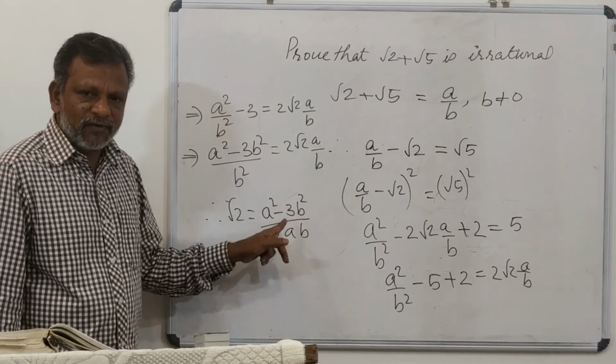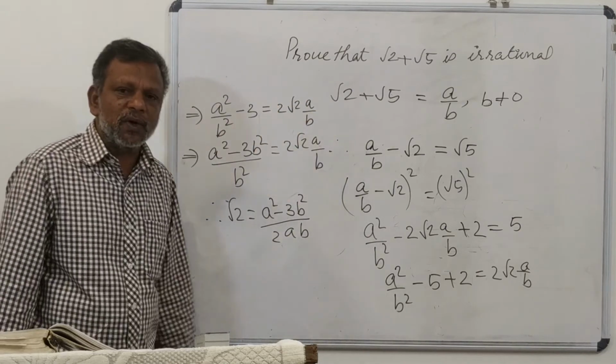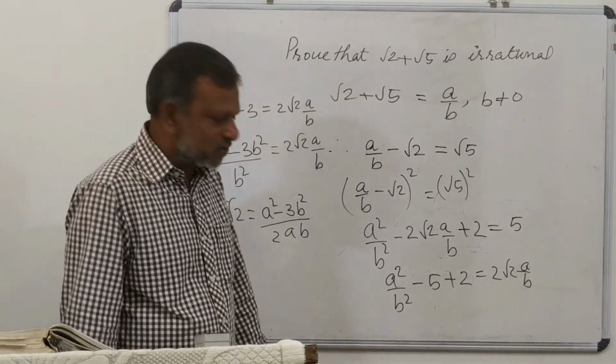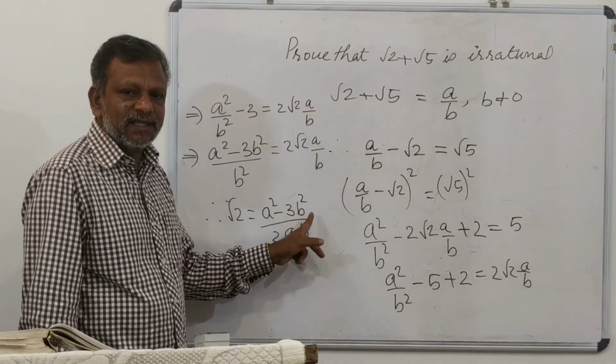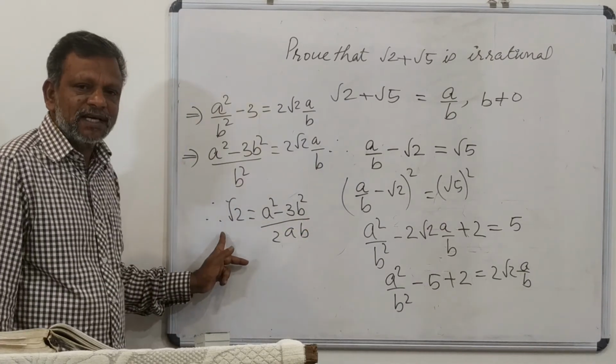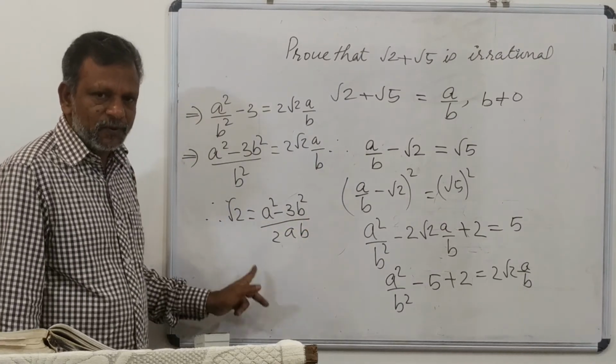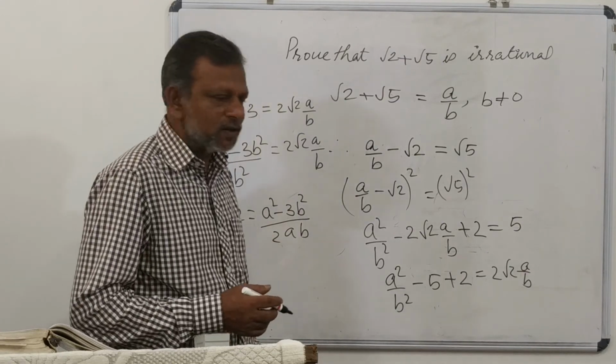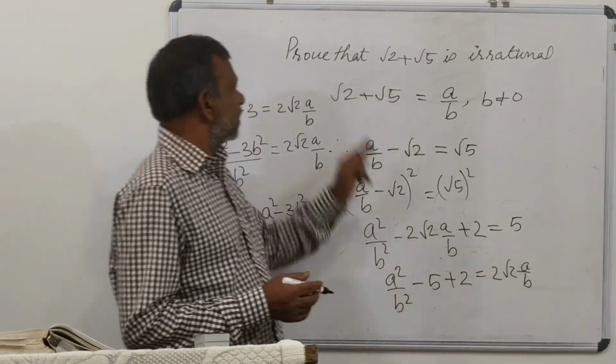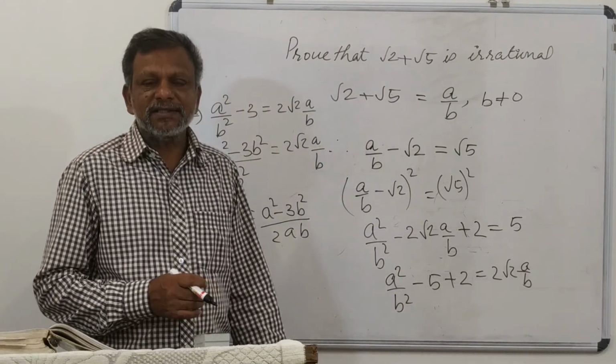But we have already proved that root 2 is an irrational number. So, this contradicts the fact that root 2 is an irrational number. Therefore, our assumption is wrong. So, we can conclude that root 2 plus root 5 is irrational.